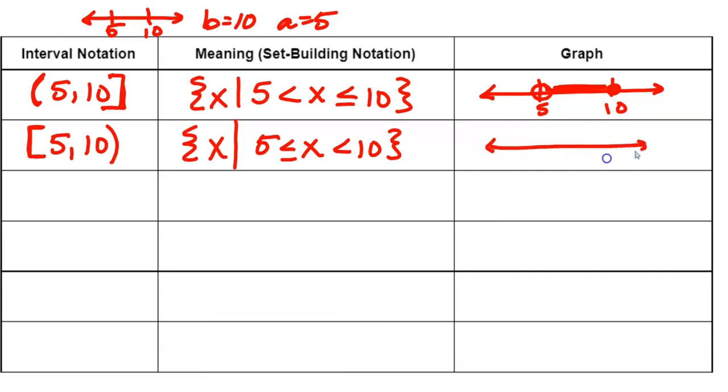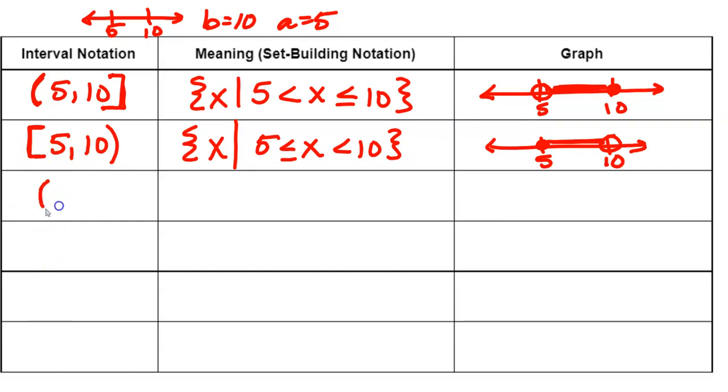So here's 5, here's 10, and because I'm including 5 on my graph, I need a closed circle. And I'm excluding 10, therefore I need an open circle at 10. And since I'm looking at the range from 5 to 10, that means I need to graph everything in between. So all the numbers between 5 and 10, including 5, excluding 10.